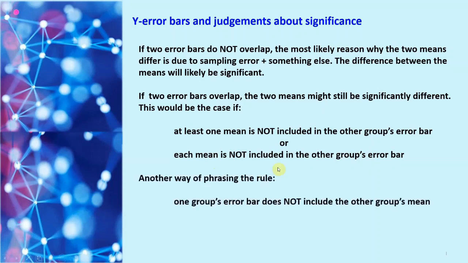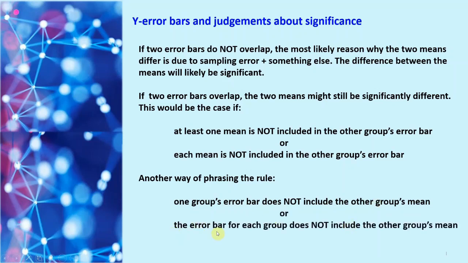Now there's another way of phrasing the rule. You could say that the two means could still be significantly different from each other if one group's error bar does not include the other group's mean, or if the error bar for each group does not include the other group's mean. All right, so don't worry again, I'm going to be giving you examples. Now, I do have to tell you that using y error bars to make judgments about significance only really works if your independent variable is between subjects.